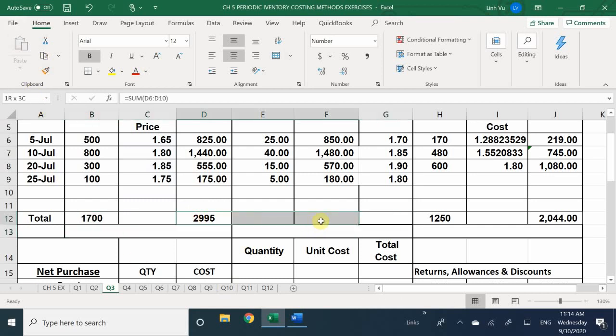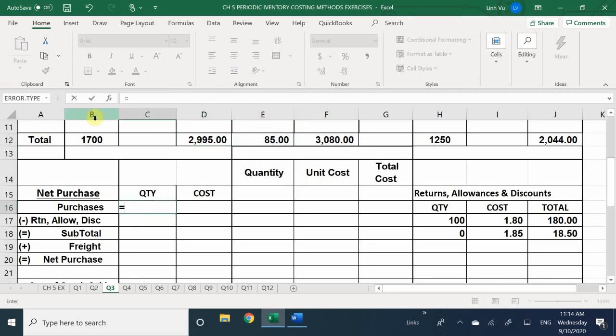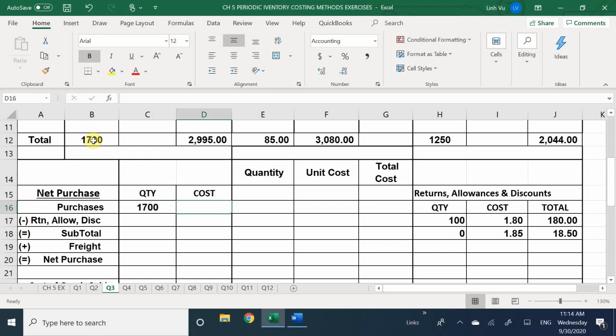Okay, and my total freight is going to be $85, and my total cost is going to be $3,080 even. Okay, so now we're going to apply these numbers down here. So my total quantity that I bought was 1,700, and I bought it for 2,995.